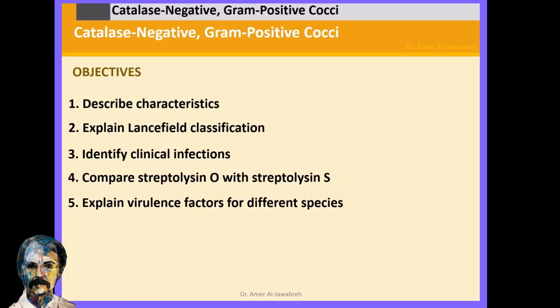Compare streptolysin O with streptolysin S. These are toxins that hemolyze blood, one of them in the presence of oxygen and the other in the absence of oxygen. We'll talk about this in detail inside this chapter. Explain virulence factors for different species. What are the factors that cause this bacteria to be harmful? What are the arms and the weapons that this bacteria uses to make its living and to harm us as hosts?